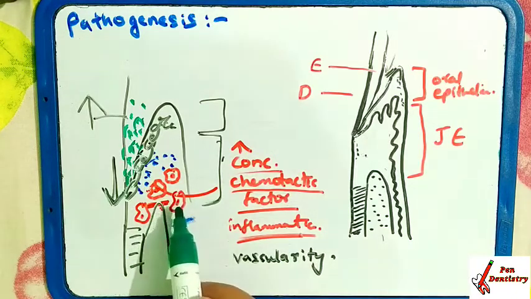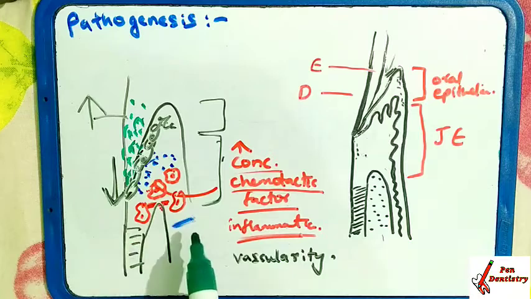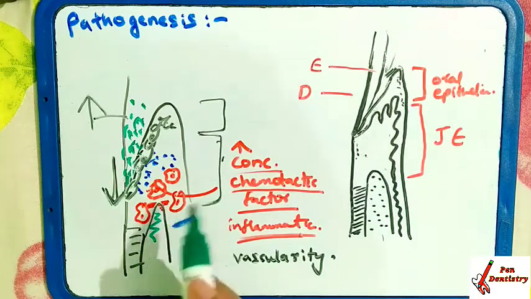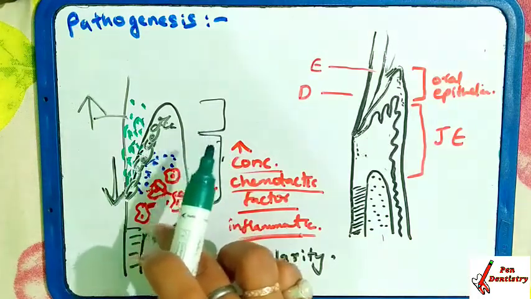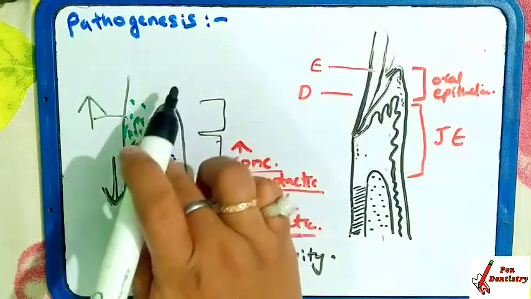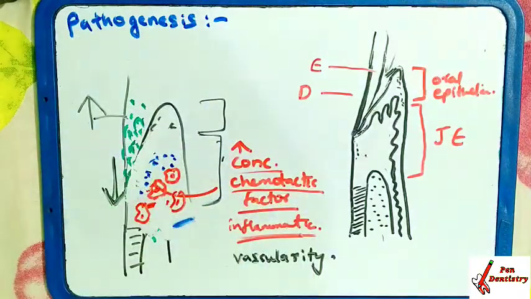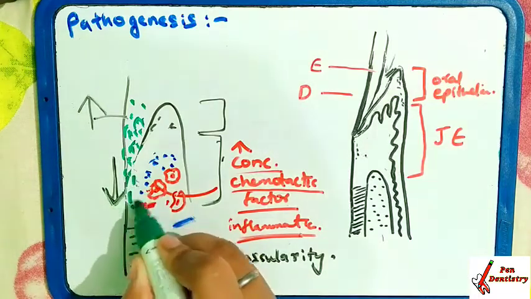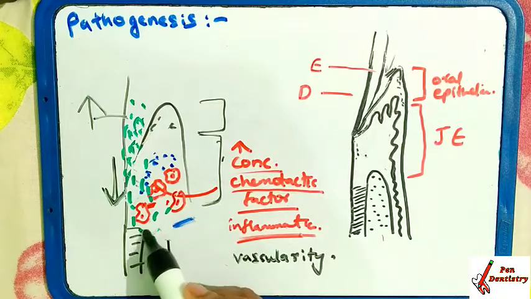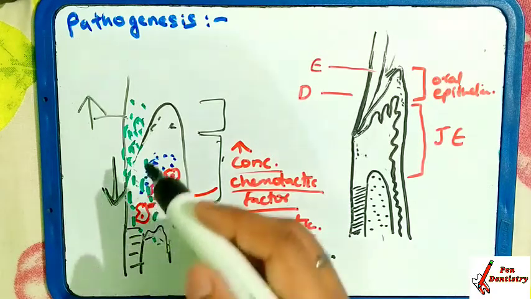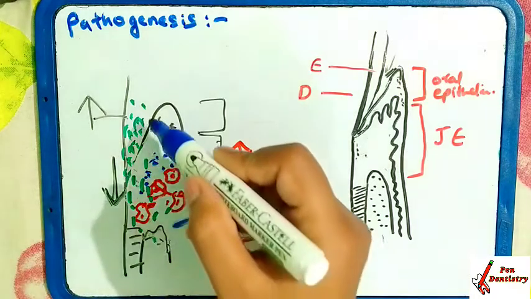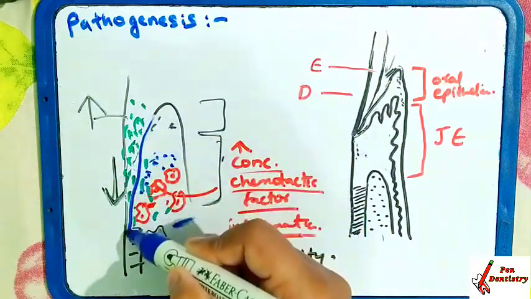As the destruction proceeds more and more, it will lead to the resorption of the bone. This bone will be resorbed slowly, because these bacteria are going to come inside and resorb the bone, and the pocket formation will go more deep. This pocket will become deep like this.